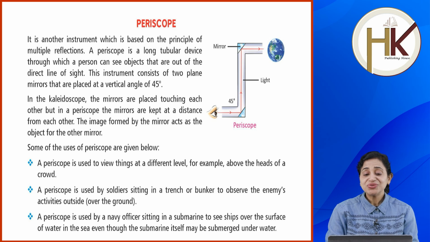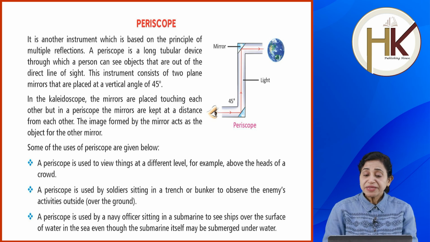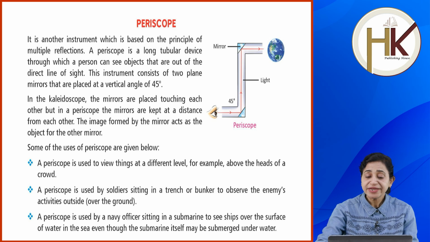It is another instrument which is based on the principle of multiple reflections. A periscope is a long tubular device through which a person can see objects that are out of direct line of sight. This instrument consists of two plane mirrors that are placed at an angle of 45 degrees. In the kaleidoscope, the mirrors are placed touching each other, but in a periscope, the mirrors are kept at a distance from each other. The image formed by one mirror acts as the object for the other mirror.